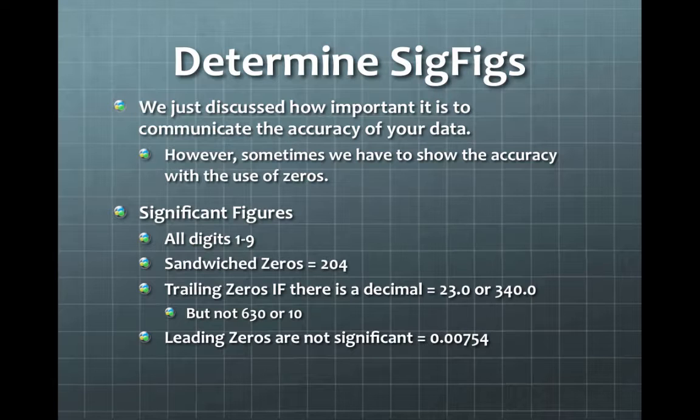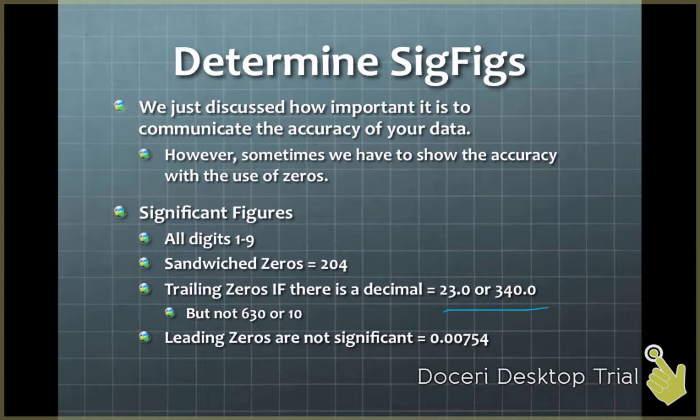So 23.0 or 340.0, all of these zeros in these two numbers are trailing zeros, and there's a decimal. So this 0 would be significant, and both of these zeros are significant. However, these zeros are not significant because there's no decimal. 630, that only has 2 significant figures. That tells you that this number has been rounded. When I write 630 like this, the actual answer was anywhere between 625 and 635.